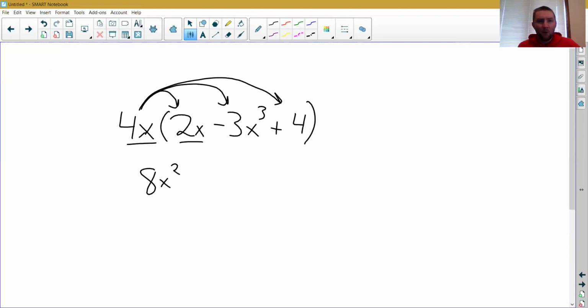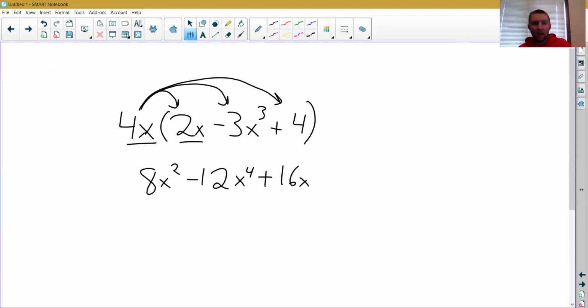Okay, and then we do 4x times a minus 3x to the third. So again, we multiply the numbers together. 4 times negative 3 makes negative 12, so this becomes a minus 12. We have an x multiplied by x to the third, which makes x to the fourth power. Okay, so that's the second piece. And then 4x times a positive 4 simply becomes plus 16 with an x.